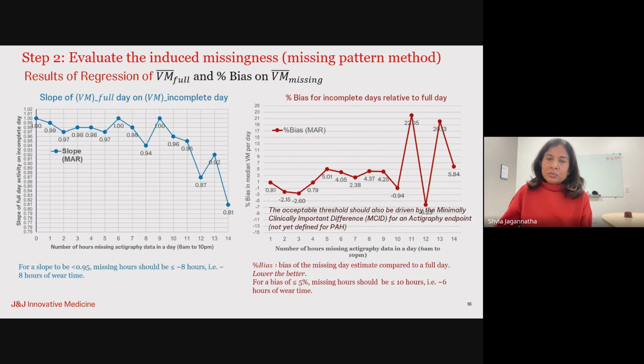But one thing I do want to mention here is that when we're looking at bias, we need to consider the MCID, the minimally clinically important difference. If we say a threshold of 5% bias is acceptable, but the MCID is 5%, then it affects things. We do not want the missingness to be so high that the bias and the MCID are the same. We may want to keep the bias much lower and have more hours of non-missing data. Next slide.